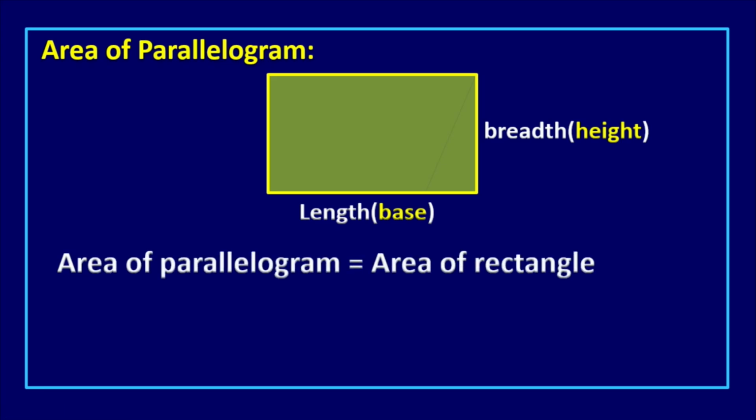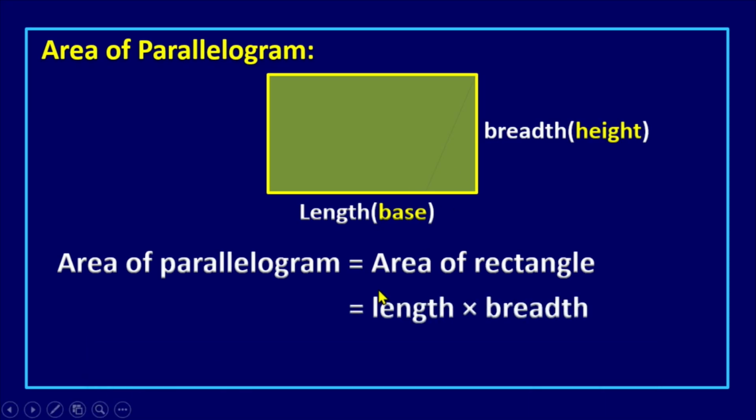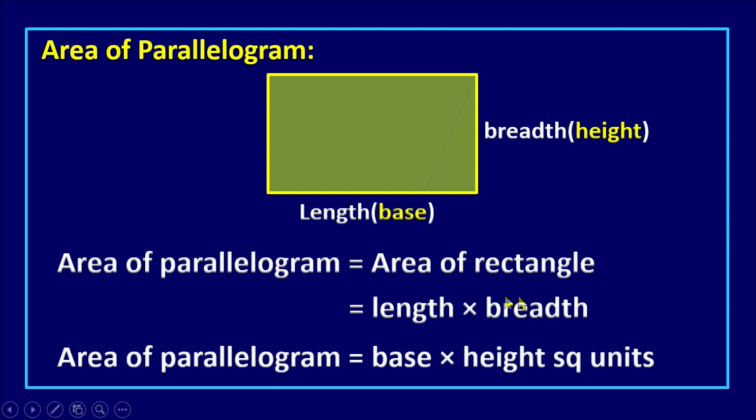Now can I say area of parallelogram is nothing but area of rectangle? Yes, we have converted the parallelogram into a rectangle. We know that area of rectangle is length into breadth, so area of parallelogram will also be length into breadth. But here what is the length? Nothing but base, and breadth is nothing but the height. So I can write it as base into height. Hence area of parallelogram is given by base into height.